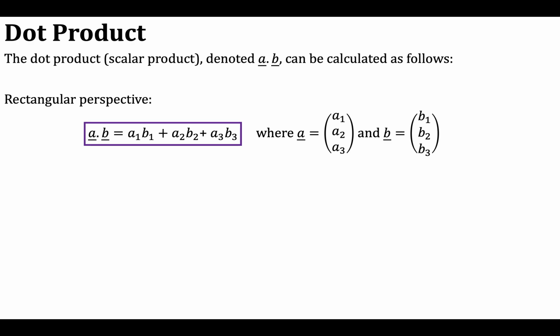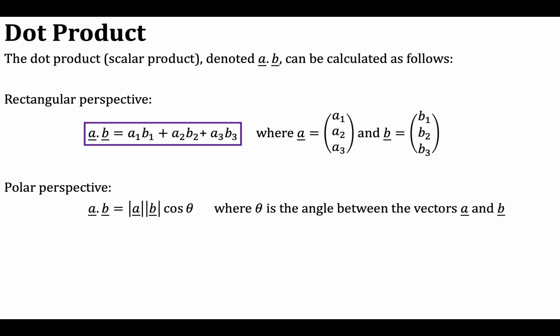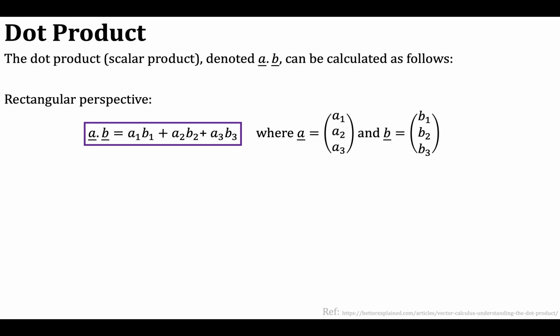Now we can also look at the dot product from a polar perspective as well in space. A dot B is equal to the magnitude of A multiplied by the magnitude of B multiplied by cos theta, where theta is the angle between vectors A and B. So in this video we're going to concentrate on the rectangular perspective of the dot product, and in the next video we will concentrate on the polar perspective of the dot product.